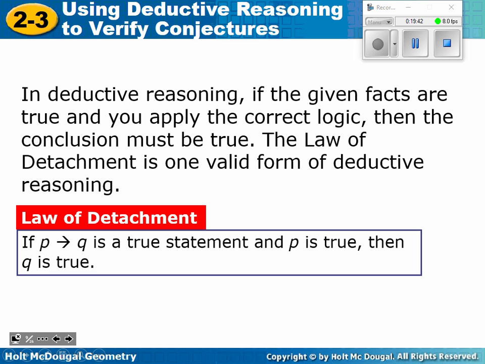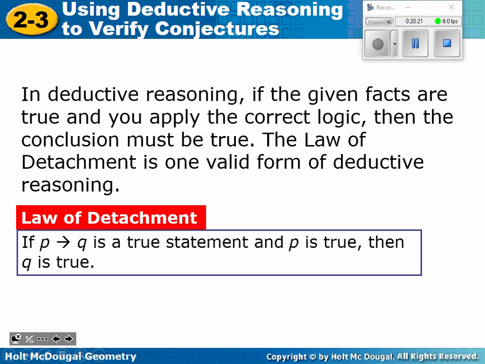The law of detachment says, if P implies Q is a true statement. So if you are given a conditional statement and it's true, okay? Then, if you're given that P is true, you can conclude Q is true. That's wordy, so let me give you an example. If you make 100 on your homework, then you get a sticker. True or false? True. I pass back your paper, you get 100. What can you conclude? That you're getting a sticker. That's the law of detachment.